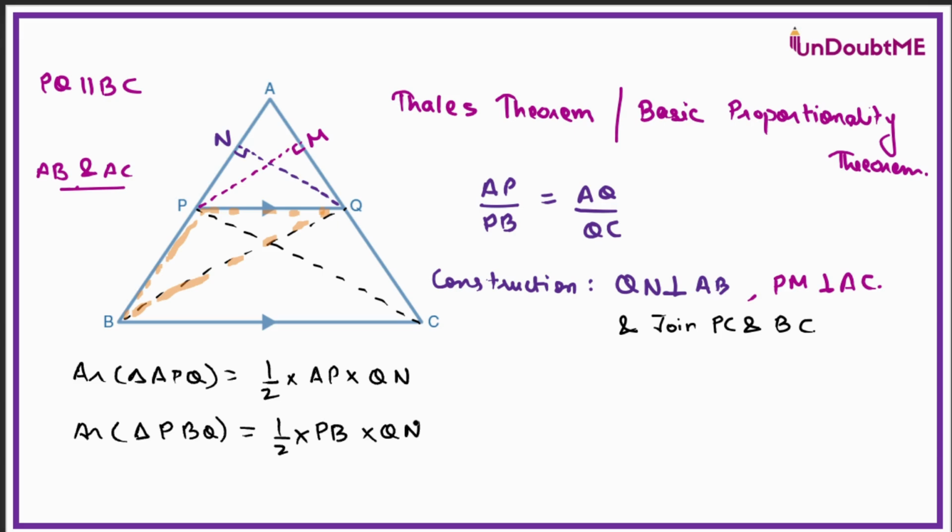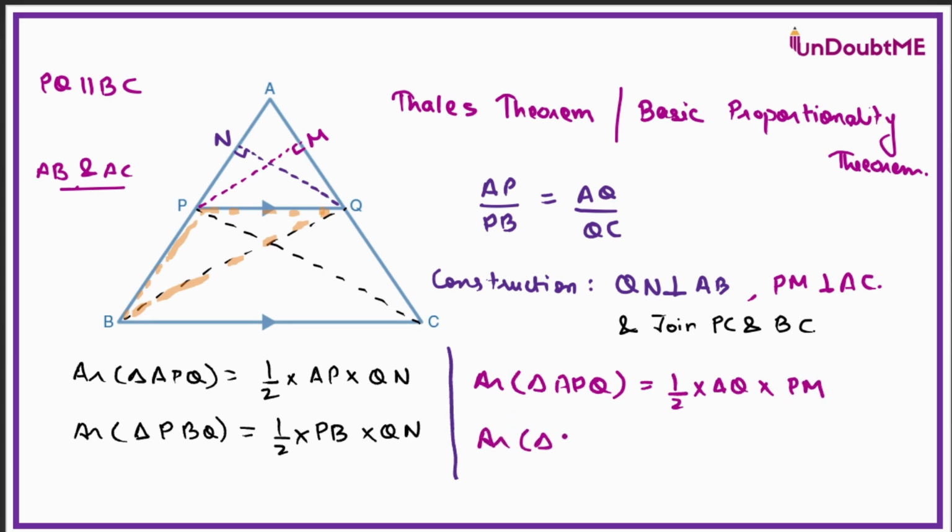In the same way, we will work on the other two triangles, and we will write area of triangle APQ again, but now considering the other altitude as the height. That will be half AQ times PM, and area of triangle PQC will be half QC, QC is the base, times PM. Now here, this is very interesting point to understand, that both area of triangles have some sides which are common.